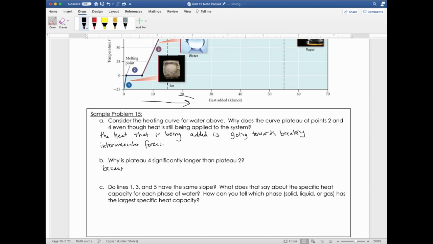because every intermolecular force must be broken to vaporize the sample. And remember, that's because gas particles are far apart.